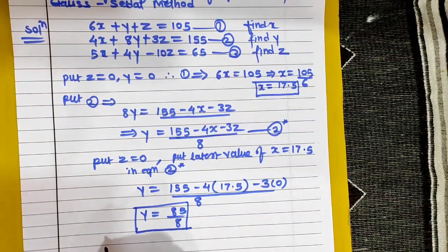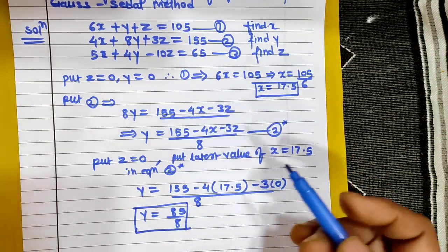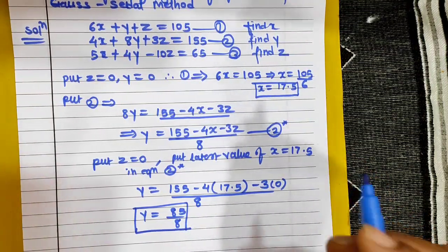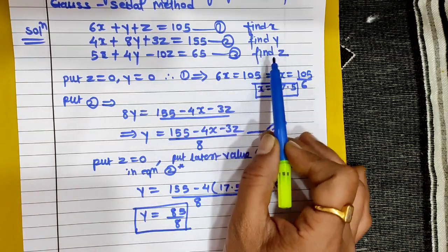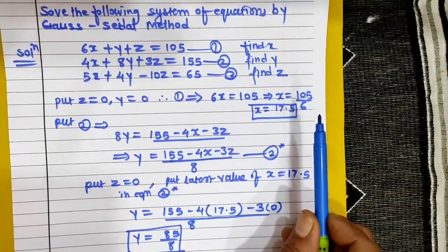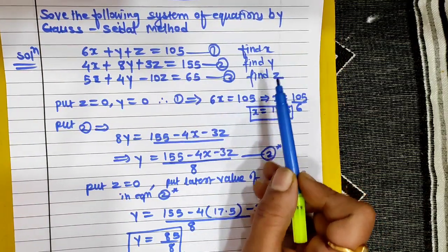Okay, now this is the latest value of x, this is the latest value of y. Now we are finding the latest value of z. So which one gives the latest value of z? In the previous first step we wrote there, this third equation is used to find out the value of z.